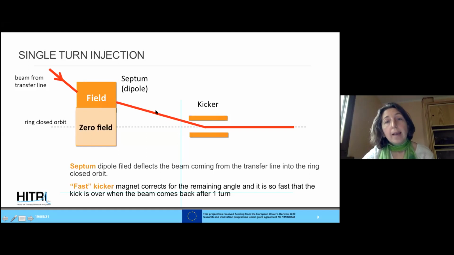And then at the end, you will have a kicker magnet. This is another bending magnet, but it's very fast. It's really fast. And when the beam is entering, it compensates for this angle, giving a very fast kick that brings the beam to the correct angle and on the closed orbit. And from there, the beam will start circulating. The kicker has to be so fast that when the beam comes back after one turn, and it takes microseconds, so 1 per mil of a millisecond, this kicker is already off and the beam is unperturbed.